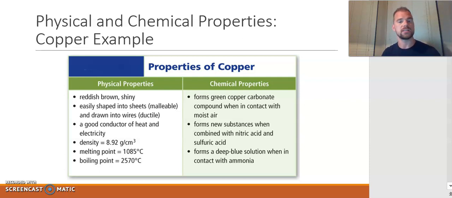But an example of some chemical properties for copper are as such. Copper will form green copper carbonate when it's in contact with moist air. That's not going to happen unless it interacts with air. Copper will form new substances when combined with nitric acid and sulfuric acid. Once again, there's a chemical change. Finally, copper will form a deep blue solution when in contact with ammonia. You would have never known that unless it interacts with ammonia. So you can see the difference between the two. Now remember, those are properties.